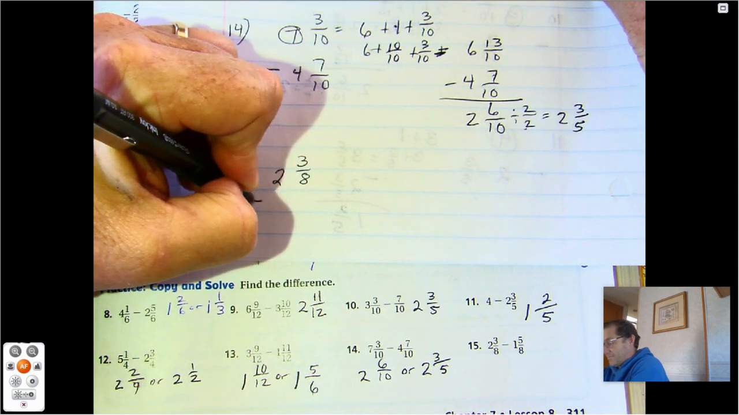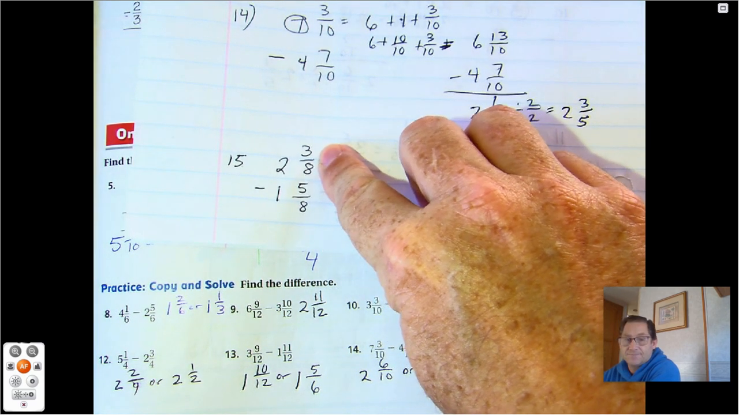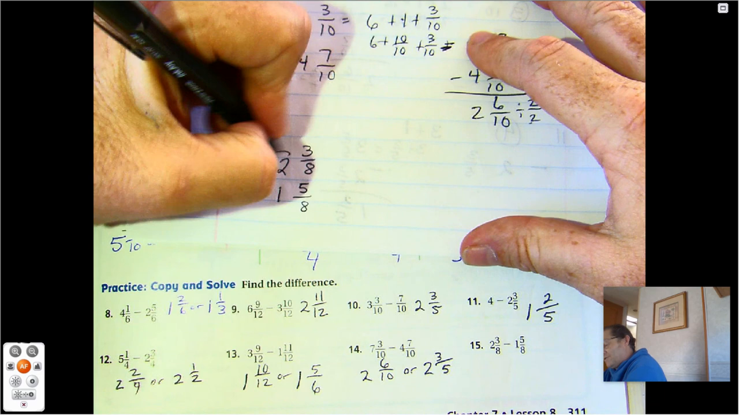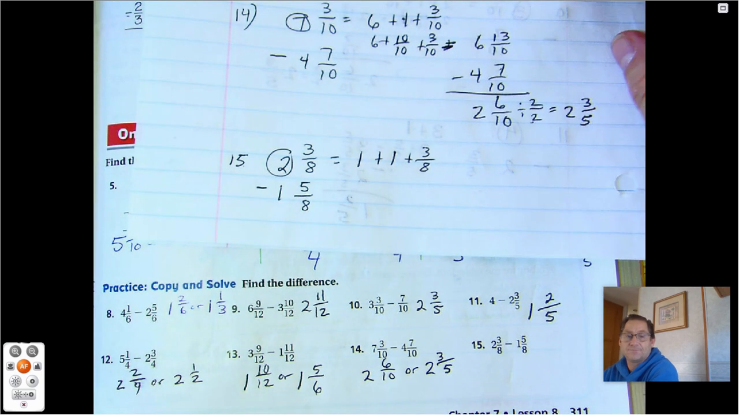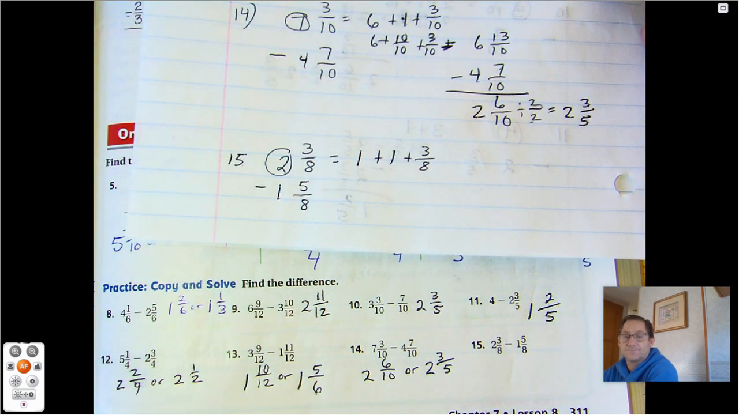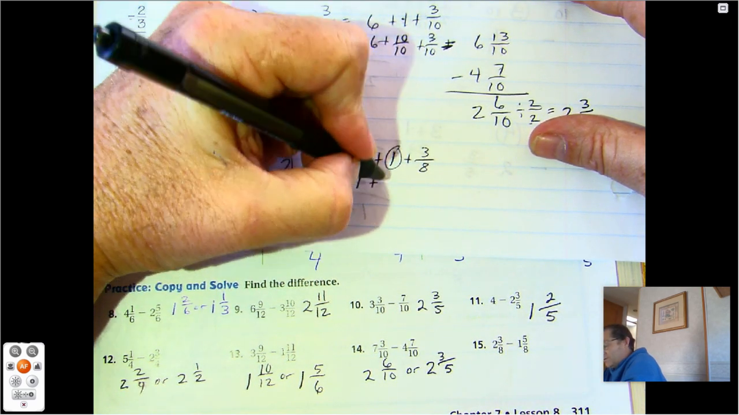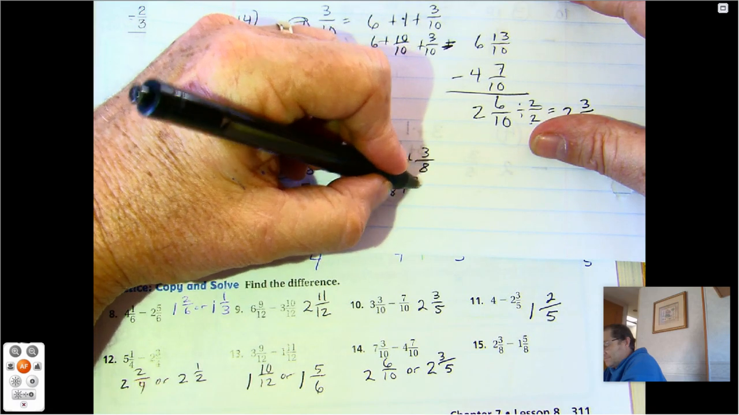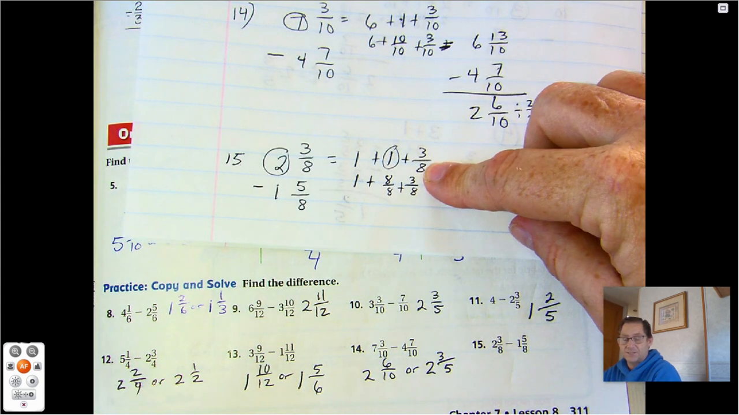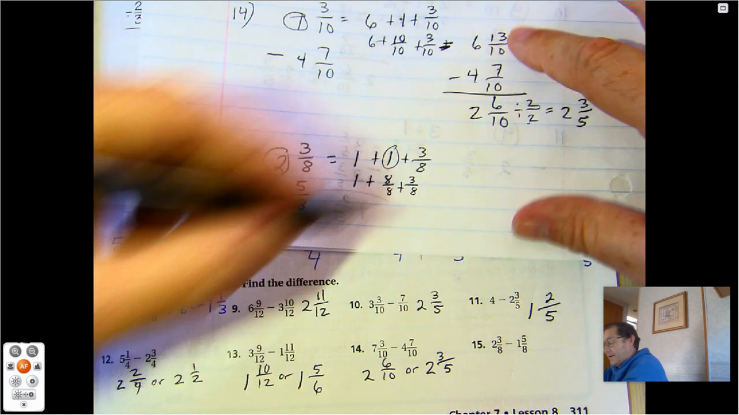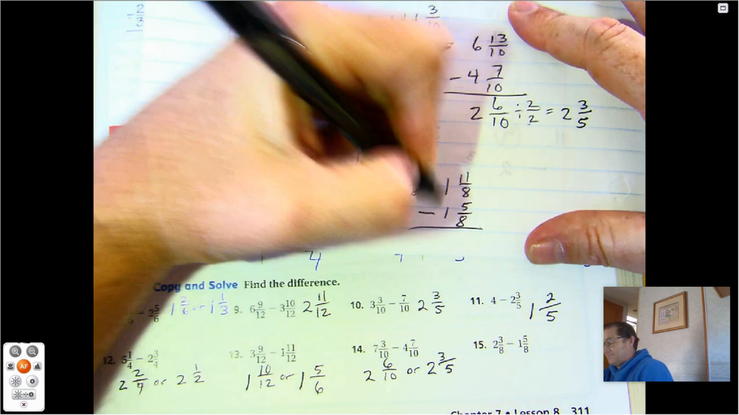2 and 3/8 minus 1 and 5/8. Can't take 5/8 from 3/8. So we're going to rename the 2 as 1 plus 1 plus 3/8. I'm going to trade one of the whole numbers for 8/8. Okay, I'm always going to use the denominator of the fraction that's in the mixed number. Okay, so 1 and 11/8 minus 1 and 5/8.